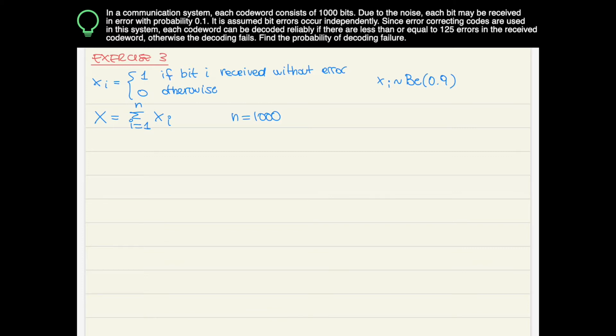So, the probability of decoding failure is equal to the probability that x, that is the number of bits received without an error, is lower than 875. Okay, so if exactly 875 bits are received without error, then those received with error will be exactly 125, and therefore the code will be correctly received. However, if x is lower than this number, then the code word is not received correctly. So there are two ways of solving this exercise, and for the first one we can compute the exact solution, and the second one will be an approximated solution.